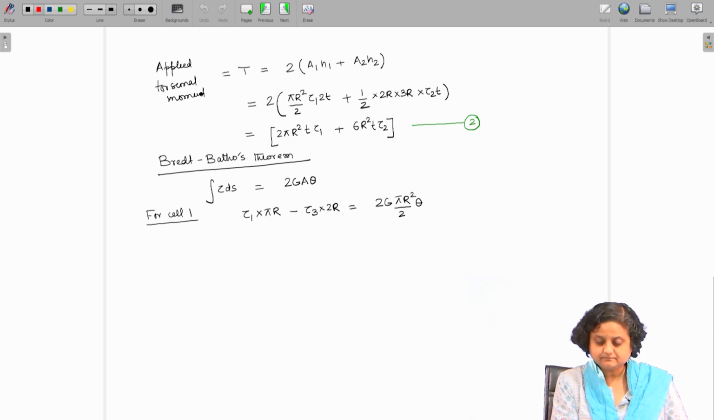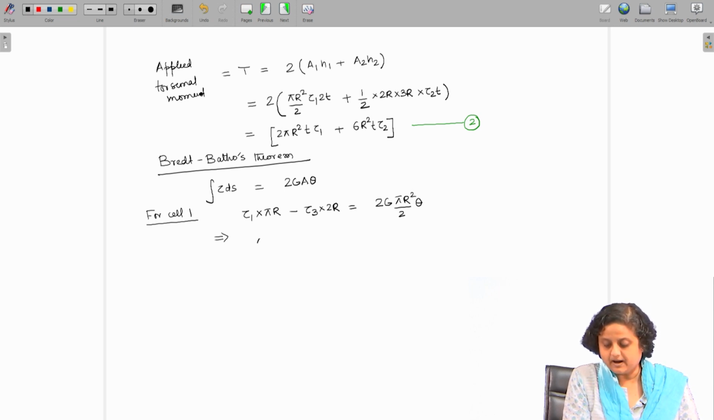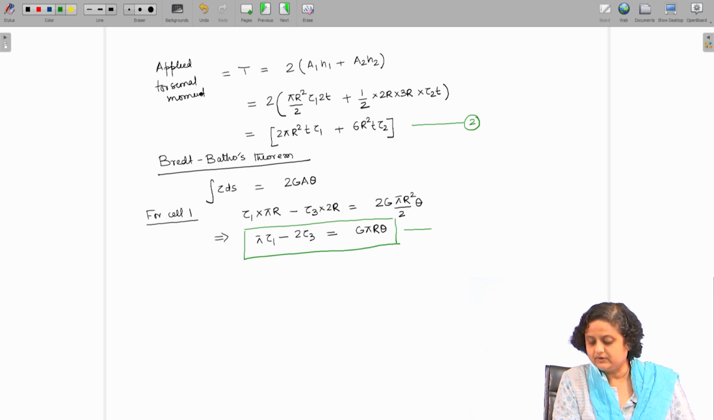and that is going to give me 2 G A, where A is A1, which is pi r square by 2, into theta. If I simplify this, this is going to be pi tau 1 minus 2 tau 3, and that is equal to G pi r into theta. So, this is another equation that relates tau 1 and tau 3 to the angle of twist theta. Let me call this equation 3.